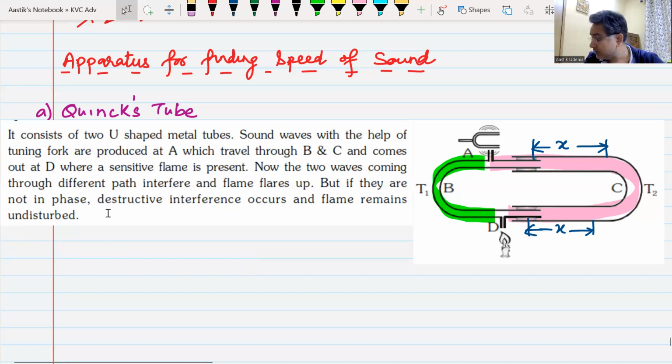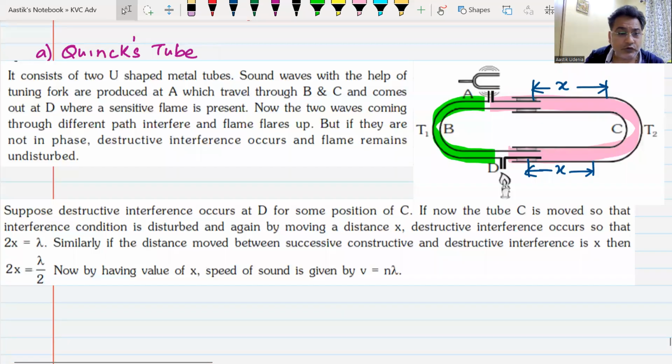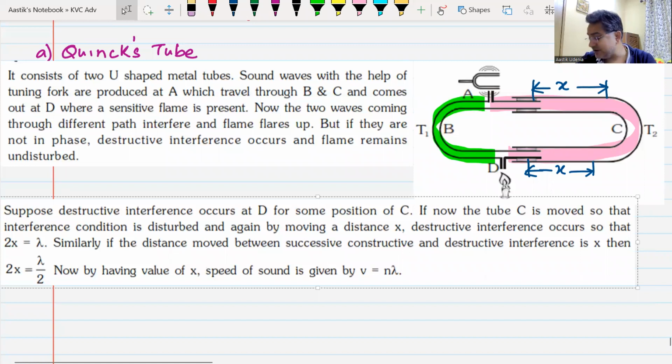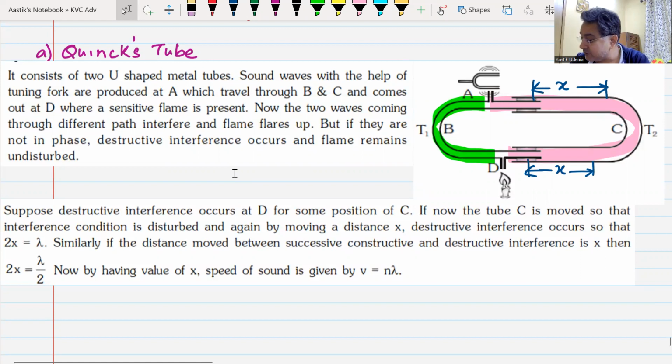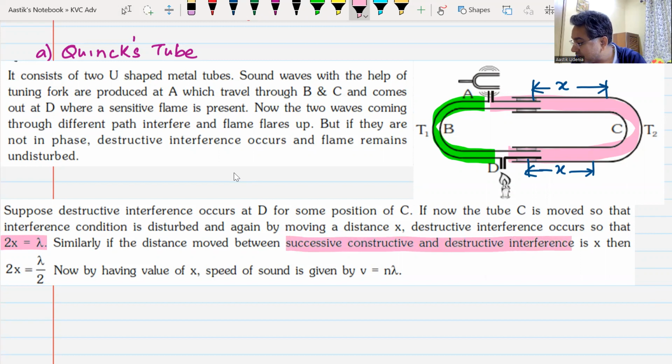And that is what the Quincke's tube is all about. If in the question it says that two consecutive constructive interference or two consecutive destructive interference are happening, then you will use the formula 2x is equal to lambda. If it is the constructive and destructive interference, then you will use 2x is lambda by 2.